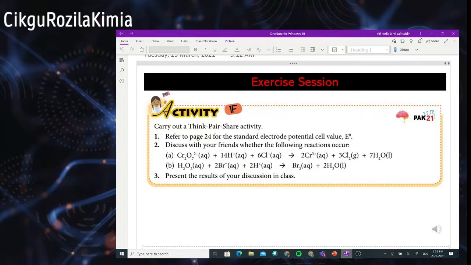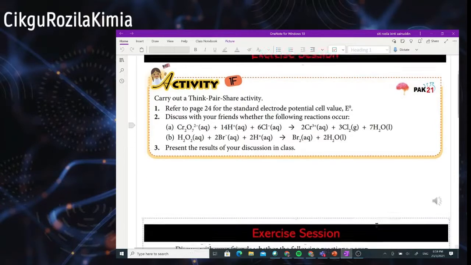Now, in order to increase our understanding of the standard electrode potential value, also known as E0, let us do this activity together. Carry out a think, pair and share activity by discussing the question with your friends on whether the following reactions occur or not. We have to refer to the standard electrode potential values in the earlier slide. Okay, now let's go to the first question.